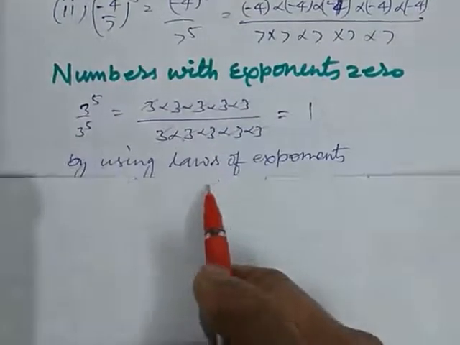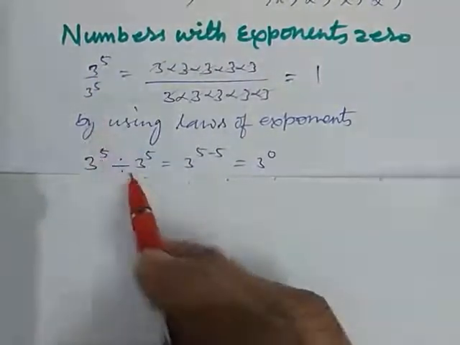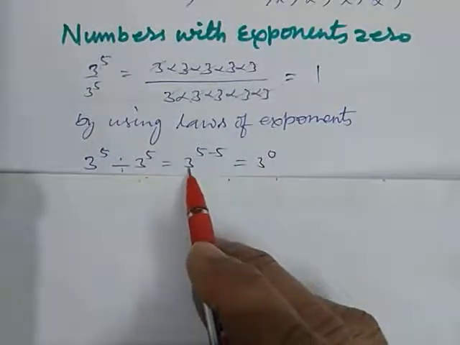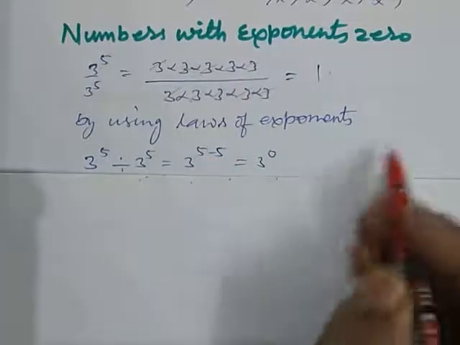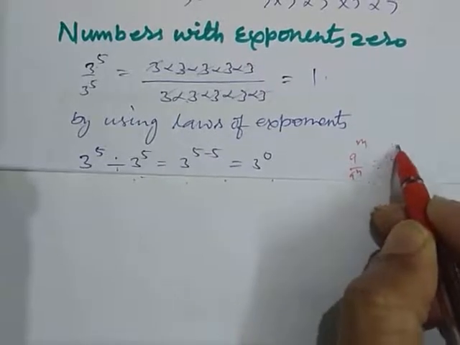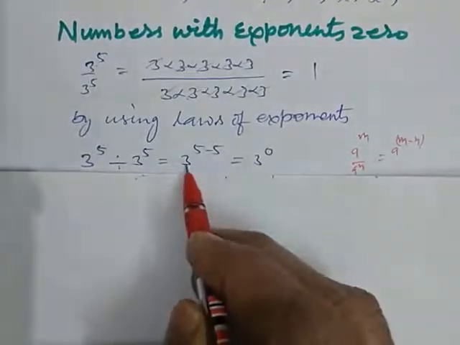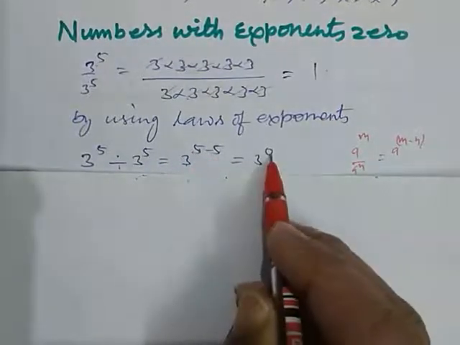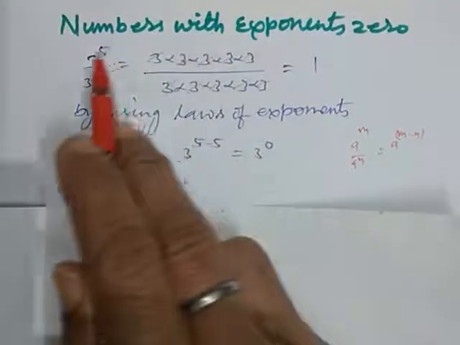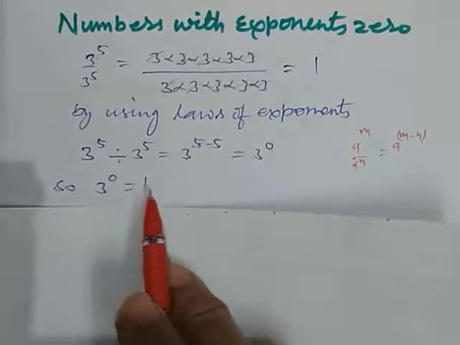By using the law of exponents, we can also solve this: 3 raised to the power 5 divided by 3 raised to the power 5. By the rule, 3 power 5 minus 5, because we know the rule a raised to the power m upon a raised to the power n can be written as a to the power m minus n, where m is greater than n. So this becomes 3 to the power 5 minus 5. 5 minus 5 is 0. So 3 raised to the power 0 becomes 1. This way also we get the power 0, but the value is 1.